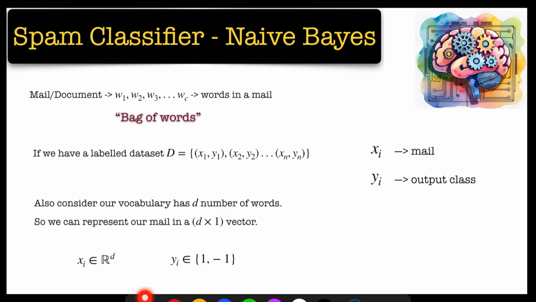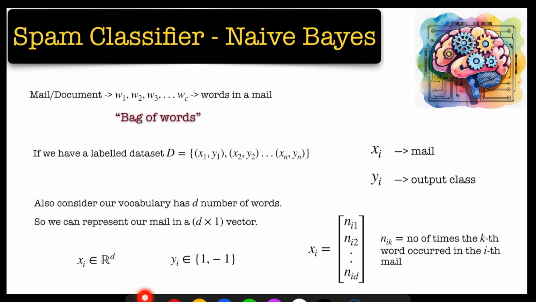Let's assume that. Now each xi can be represented as a d-dimensional vector. Now what is n_ik? n_ik is the number of times the kth word occurred in the ith mail. So we assume that the vocabulary has d number of words, right? For any kth word, consider the second word in the vocabulary, it occurred this many times in the mail xi. So n_ik is the number of times the kth word occurred in the ith mail.